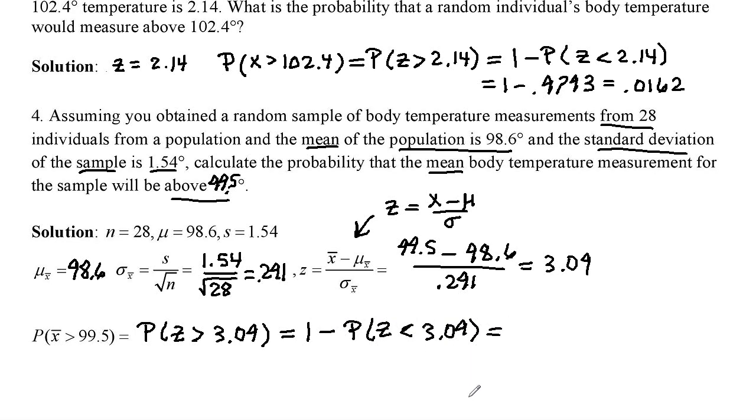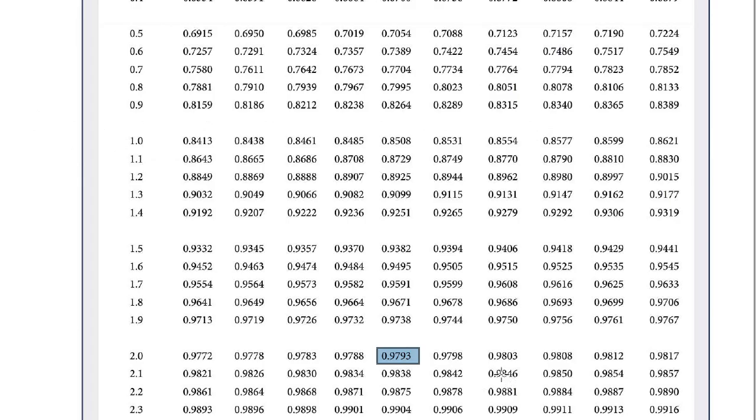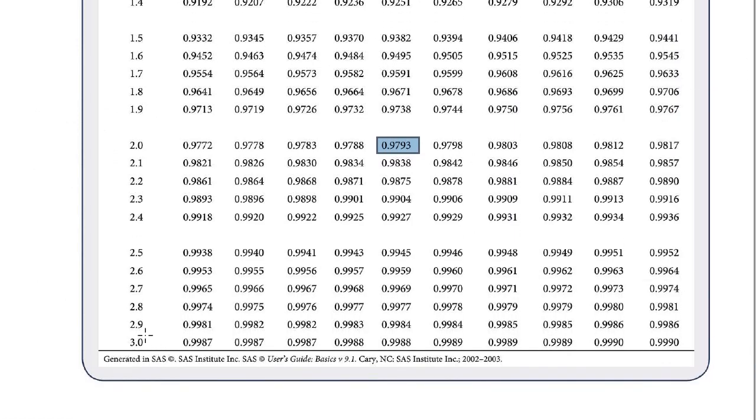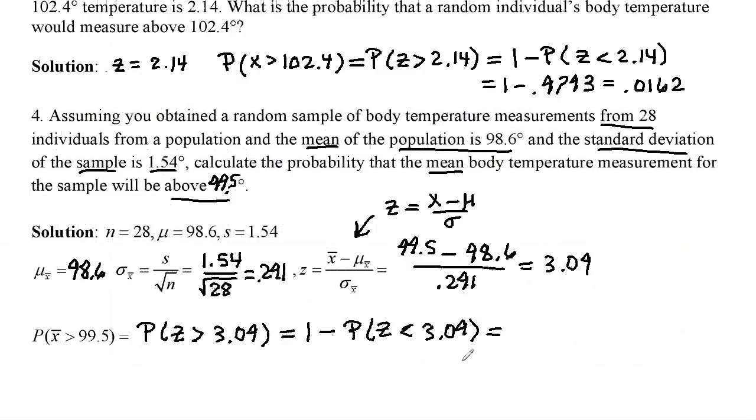So we go back to our table, standard normal table in the back. We go down to the 3.0 row down here on the bottom, and it's this very last column, the 0.09 column, 0.9990. So this is 0.9990. So 1 minus 0.9990, which is 0.001.